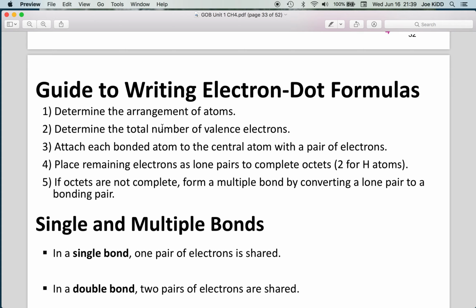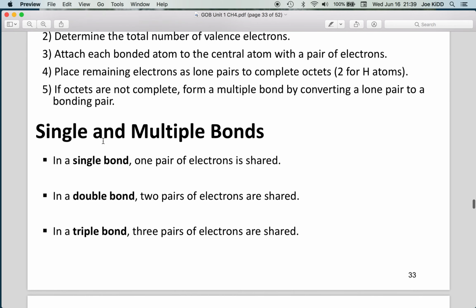Then you would determine the total number of valence shell electrons between all the atoms. We're going to attach a bonded atom to each central atom with a pair of electrons. So basically, we need a way to connect all the atoms. Then the remaining electrons are dispersed so that we complete as many octets as possible. If we can't make an octet, then we start forming multiple bonds, or sharing multiple pairs of electrons, till we can get there. So we can have a multiple bonded system. We can have a single bond where 1 pair of electrons is shared, a double bond where 2 pairs are shared, or a triple bond where, you guessed it, 3 pairs of electrons are shared.